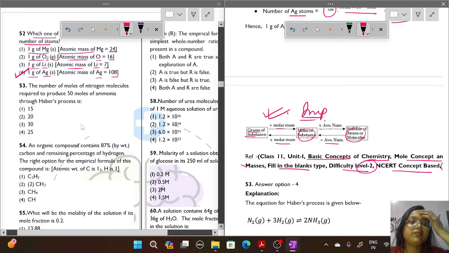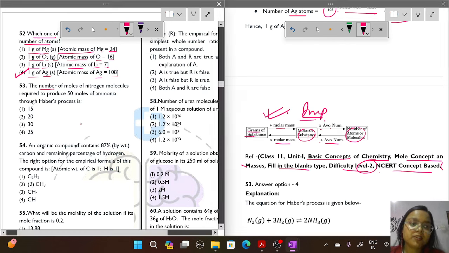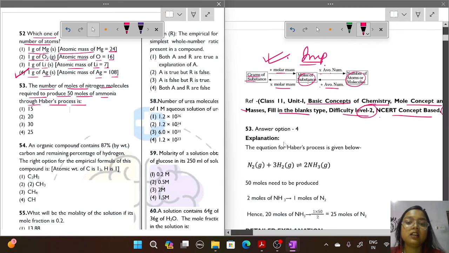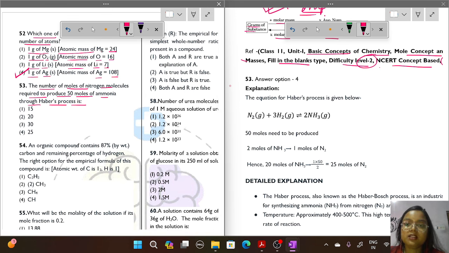Now question number 53. Question number 53 says: the number of moles of nitrogen molecules required to produce 50 moles of ammonia through Haber's process is. Okay, so we have to find out the number of moles that nitrogen molecules will require to produce 50 moles of ammonia through Haber's process. So first of all, let's see what is Haber's process. We should have known till now what is the equation for Haber's process.